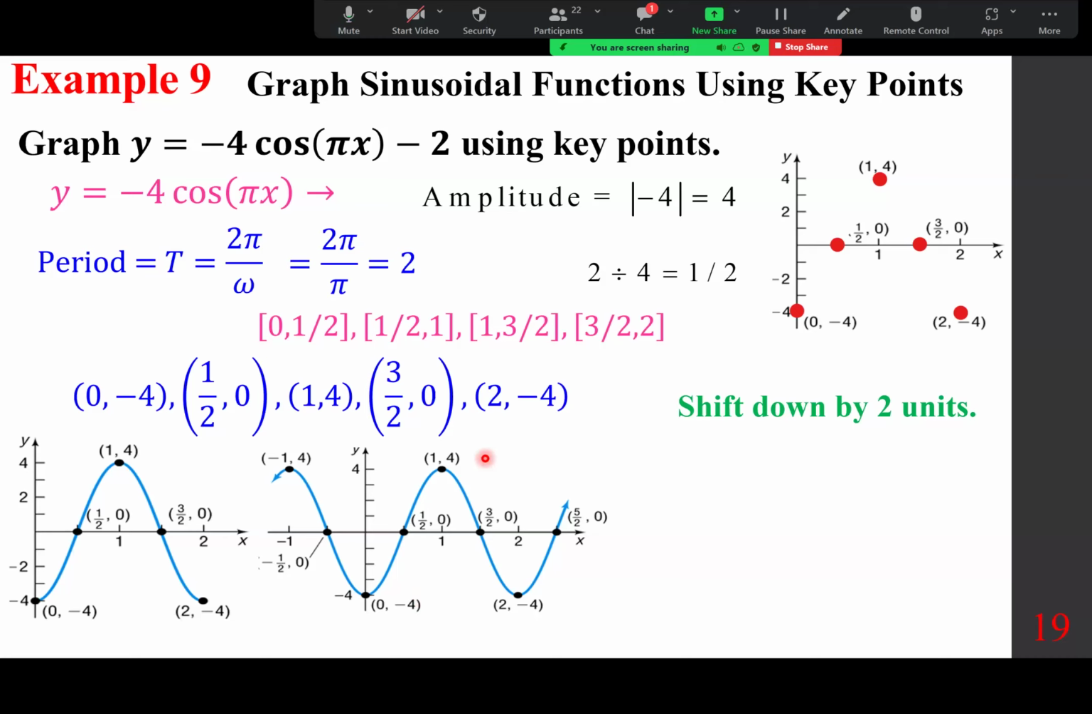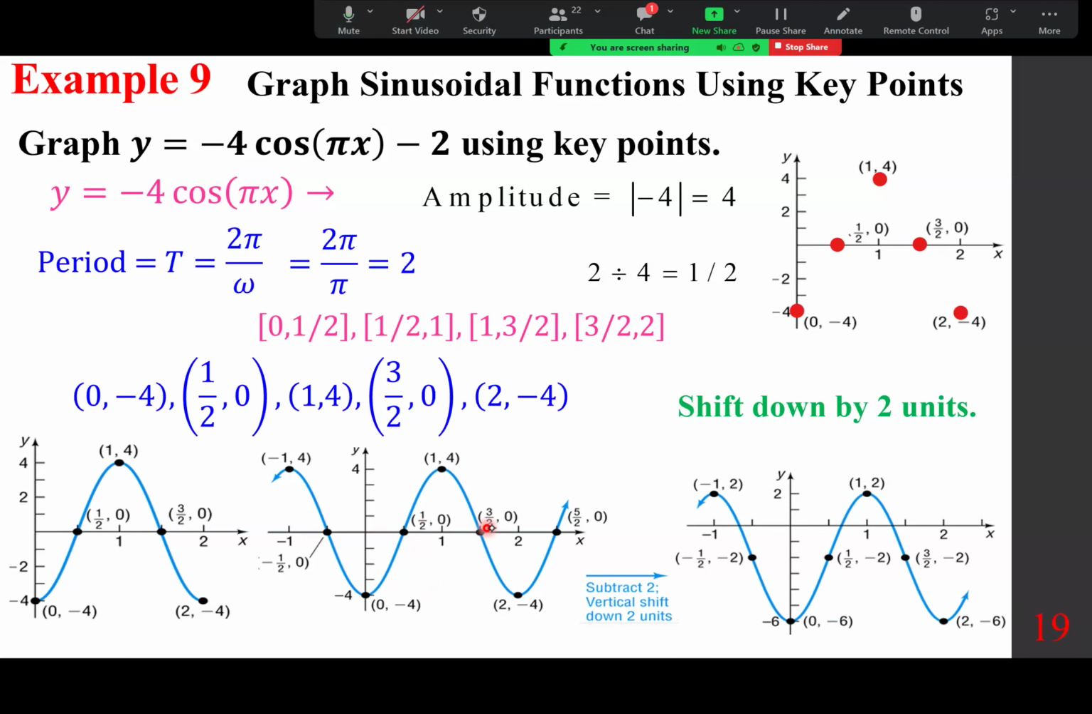1, 4 becomes 1, 2, and so on. 1/2, 0 becomes 1/2, -2. 3/2, 0 becomes 3/2, -2. So subtract, vertical shift down 2 units. This is what you get. Very straightforward, I hope, everybody.